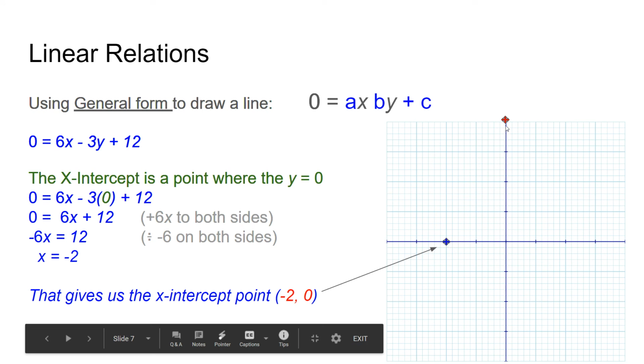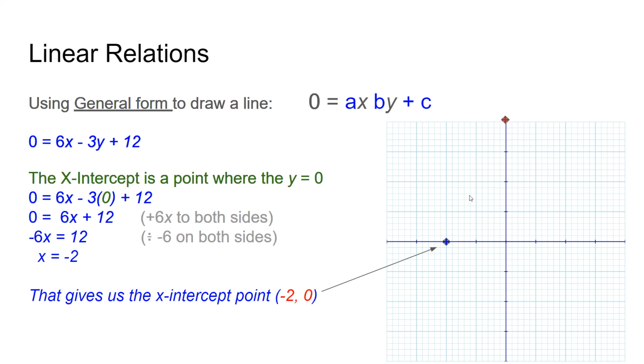So now we have a point on the y-axis and we have a point on the x-axis. And now we can draw that line straight through those points. So that's how we draw a line when we've got the x and y intercepts.